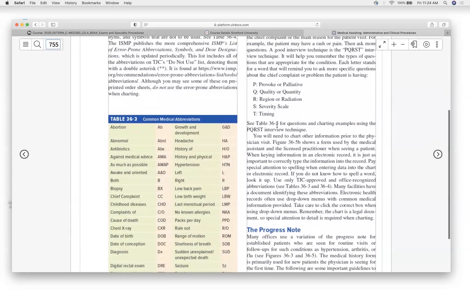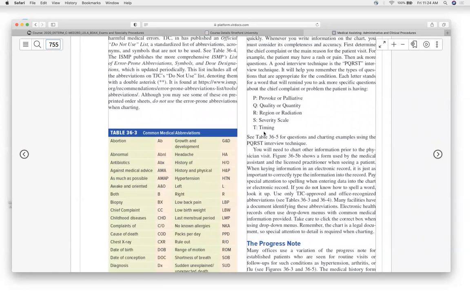And of course, the timing, again, related to quality and quantity. Hey, when does this happen? When you get your stomach ache, does it happen before meals or after meals, right? In the mornings, or does it happen at night? So that's PQRST.